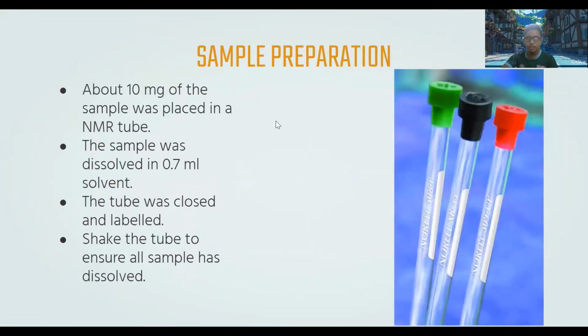Next, we will take 10 mg of our sample and place it in our NMR tube. Then the sample is dissolved in 0.7 ml of the solvent we picked earlier. Then the tube is closed with its cap and label. Then the tube needs to be shaken to ensure all the sample has been completely dissolved.